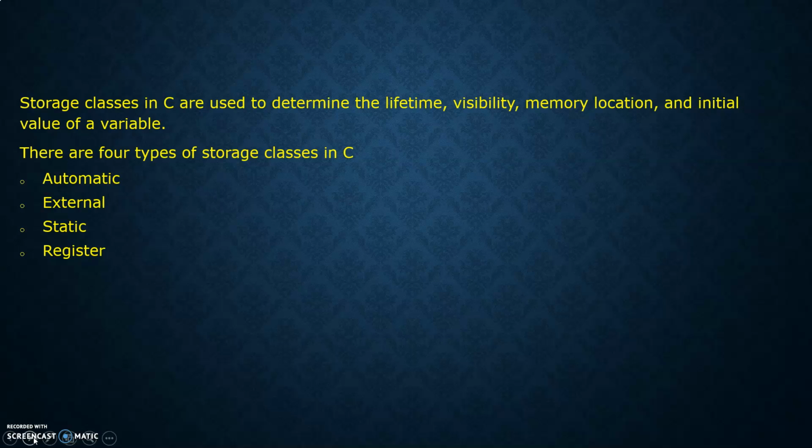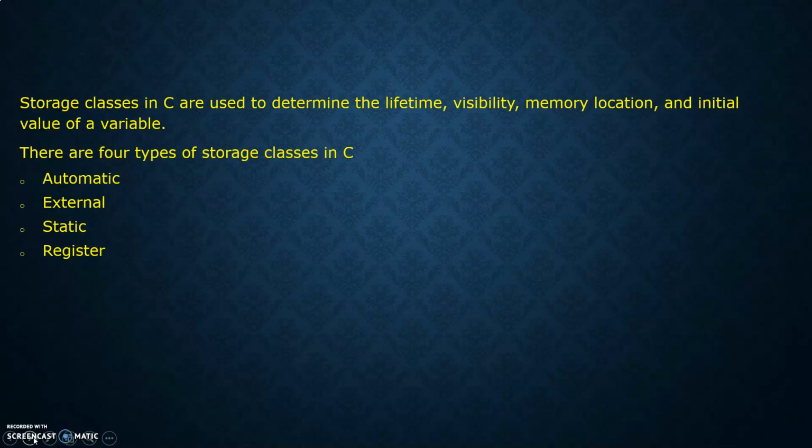The first one is the variable scope, where the variable is used. The second one is the location. The third one is the initialized value of a variable. The fourth one is the lifetime of a variable, that means how long the variable will stay in that particular scope or function. So these are the different characteristics present in the storage class.